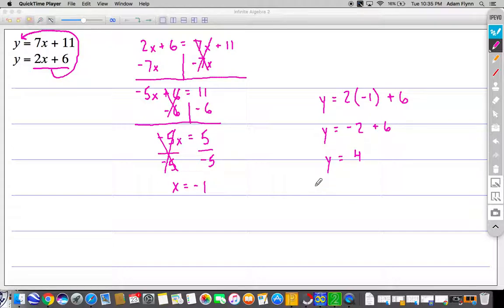So I've solved for x, I've solved for y. I would like your answers in this format. Negative 1, comma 4. So this is an ordered pair that tells us that these two lines, when graphed, cross at the point negative 1, 4. Pause the video if you need more time.